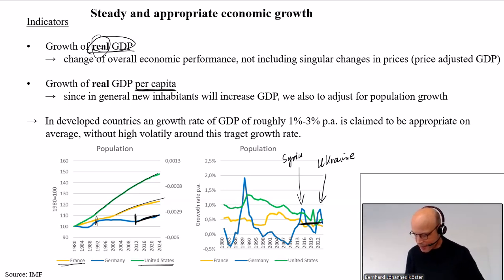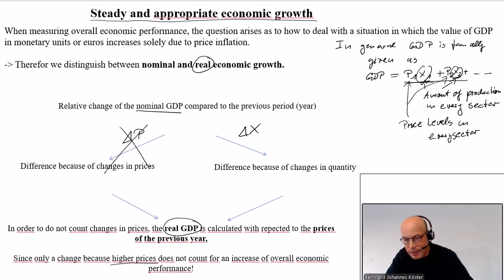Okay, but now let's tackle the technical question: how do we get rid of this price effect? There is a quite easy way to do it. The easiest way is to set one year as the basis for the price level, then hold prices constant and calculate all goods and services with this constant price level.